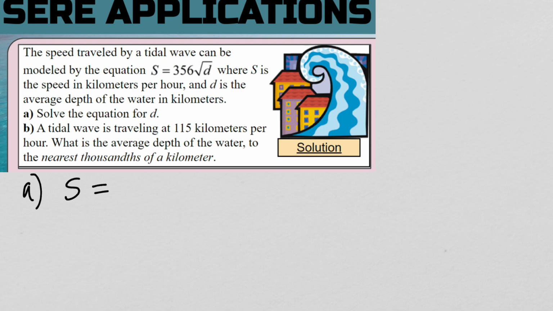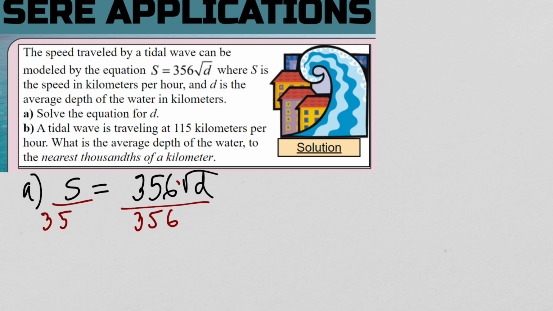So we're doing exactly what we were doing the other days. We want to isolate the square root. So what's in the way? 356. It's attached by multiplication. So the opposite is to divide by 356 on both sides to balance the equation. So I am getting speed over 356 to equal the square root of d.